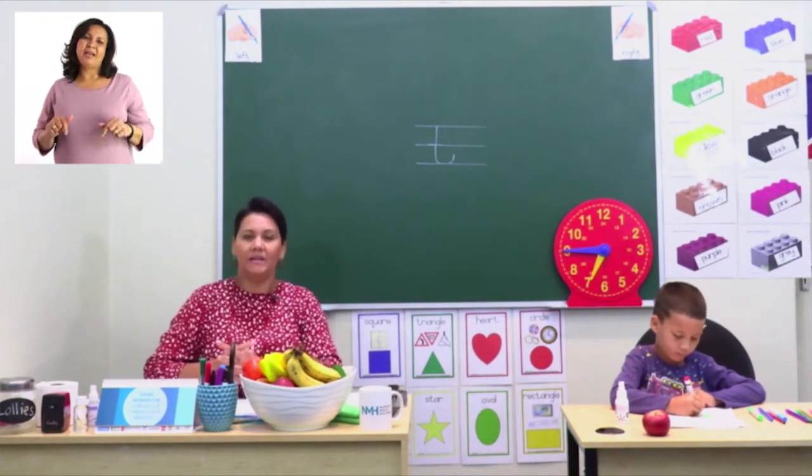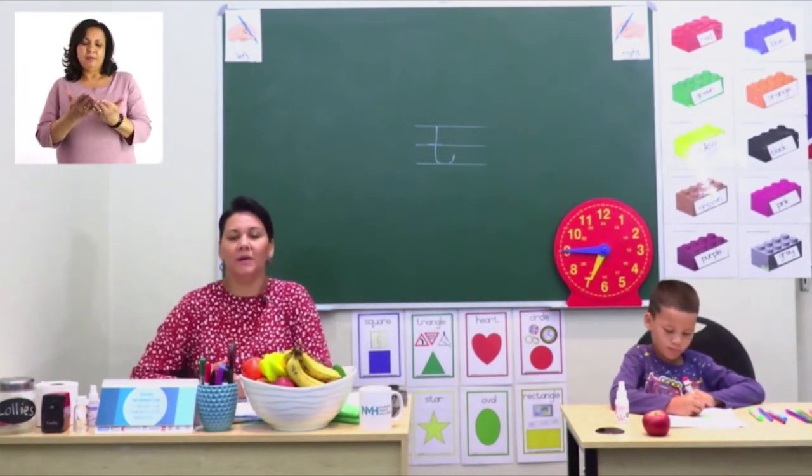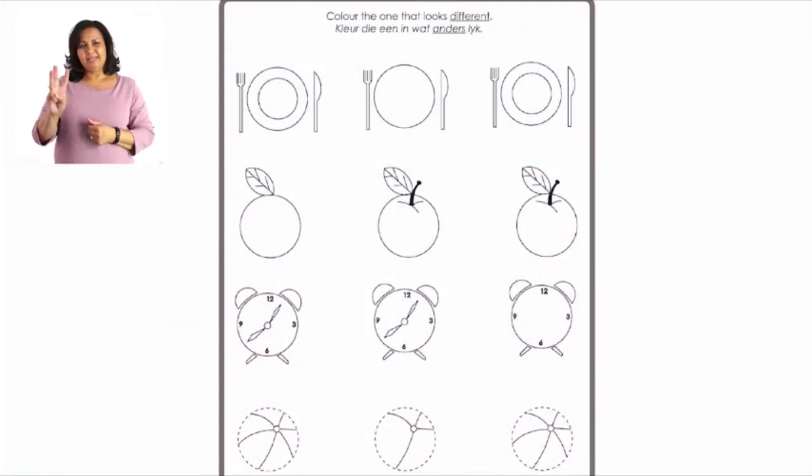Now, I would like you to turn to page 23. And on page 23, I would like you to make a little bit of comparison. I want you to look at the pictures very carefully before we are going to color them. Look at the top line. If you look carefully at the top line, something about the pictures is different.